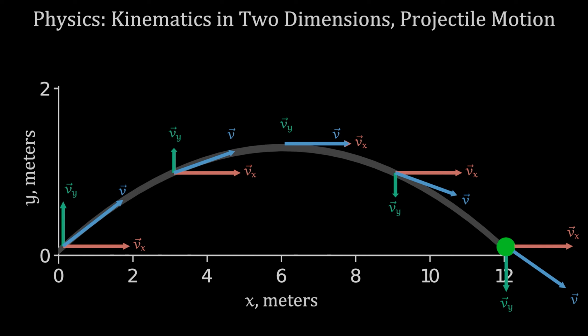The total velocity vector at each point, being a vector addition of the two separate components, looks like this. It follows the arcing trajectory, where the total velocity v is always tangent to the curve itself.